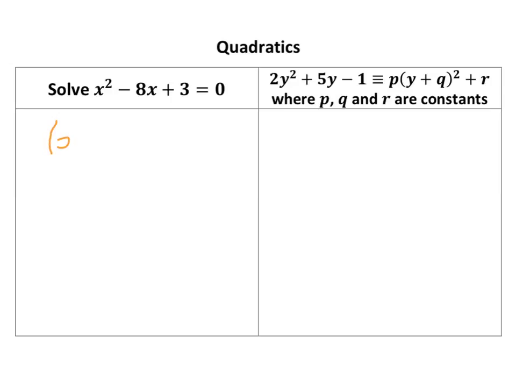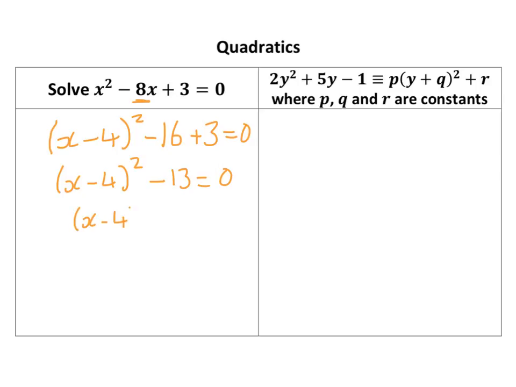I'm going to get x, and I'm going to halve the coefficient of x here. So I'll halve that. Now, if I was to expand that bracket, I would get my x squared, excellent. I'll get minus 8x, excellent. But I get an extra 16, so I don't want that. So I'm going to take it away, and the plus 3 stays as it is. I'm then going to simplify this. And it's important if I'm solving that I get a negative here, because when I add 13 to both sides, I get that.